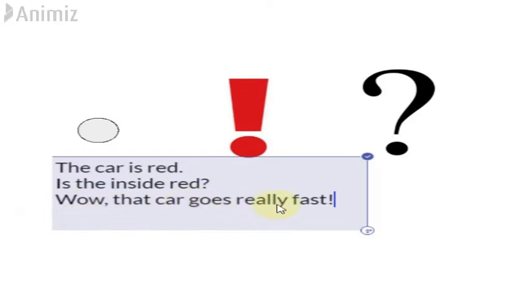Wow, that car goes really fast. Now this is ending up with an exclamation point, because you are expressing yourself. You're showing some sort of emotions. You're showing excitement. So you're not using a full stop or question mark. You're using an exclamation point, because you're expressing yourself. You're using your energy. Wow, that car goes really fast. So this is the difference between the full stop, a question mark, and an exclamation point, which we have already discussed.